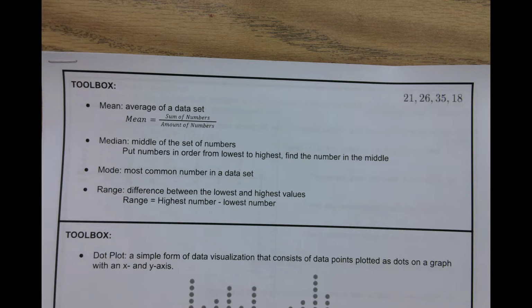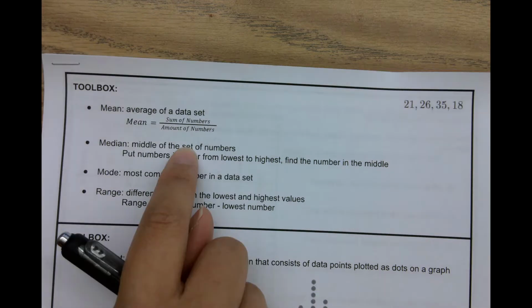Okay, so mean is the average of a data set, and how we find it is we add up all of our numbers and we divide it by however many we have.